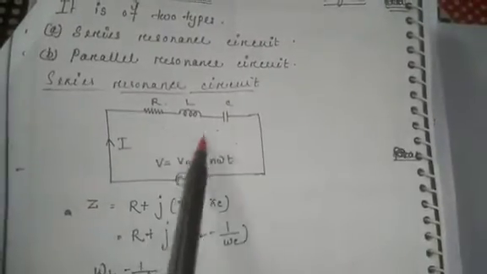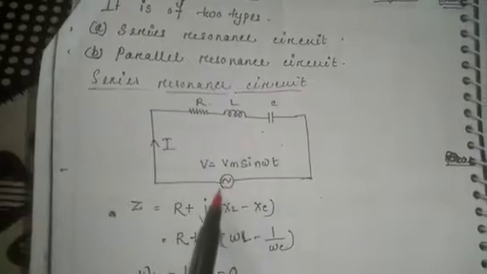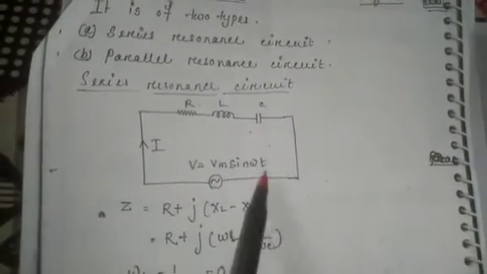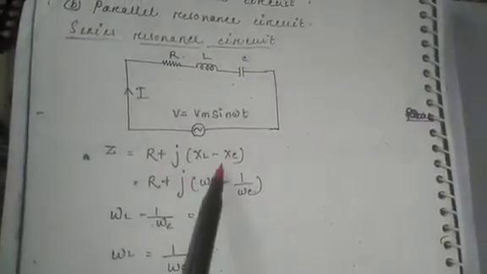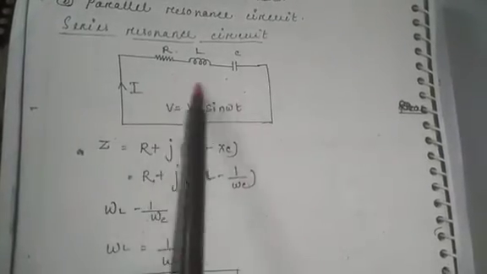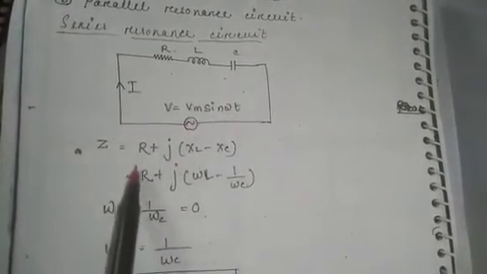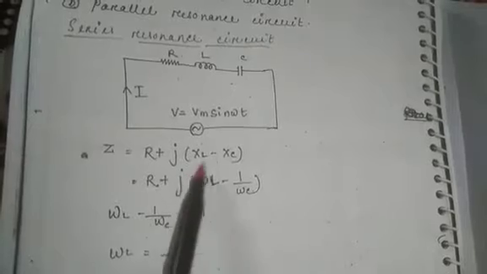Here R, L, C, resistor, inductor, capacitor, are connected in series. Here the alternating voltage is Vm sin omega t, where omega is the angular frequency, and current I passes through this series circuit. Then what is the impedance? Z is equal to R plus jX. Since L and C are combined, the imaginary part is XL minus XC.